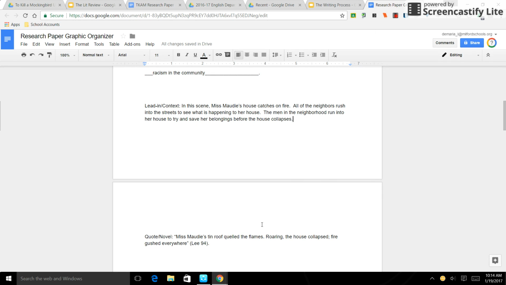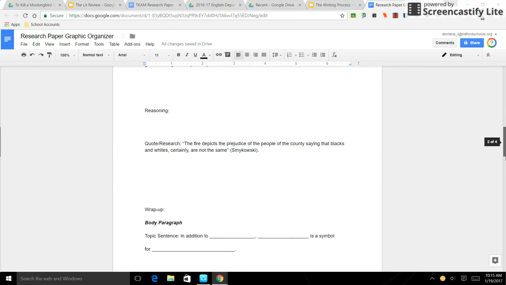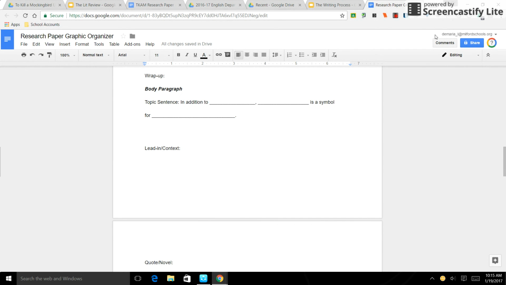Okay, so here I have 3 pretty simple sentences, just setting up what's happening in the scene. So when somebody reads this quote, they know what's happening in the book. So this is where you should be at this point in the novel. You should be having your thesis and topic sentences done, have your quote from the novel and the research done, and then next is to write the lead-in context sentence for both quotes in each body paragraph.